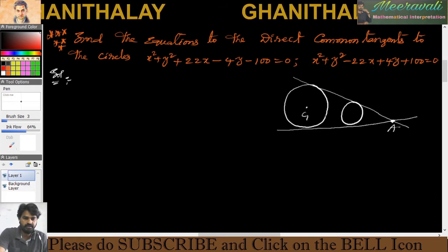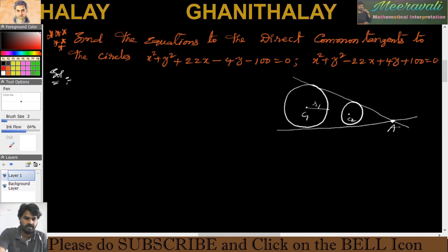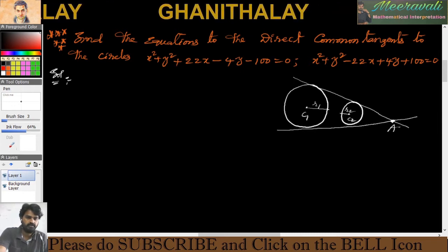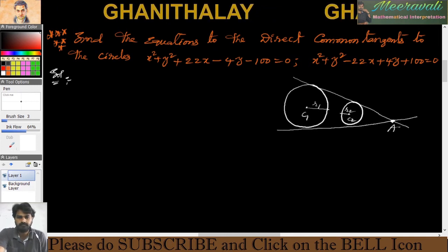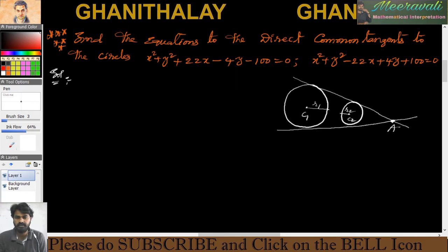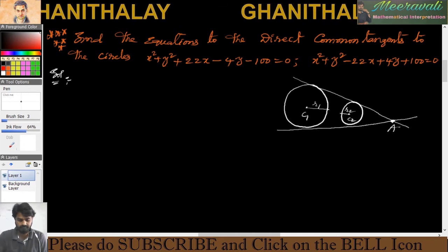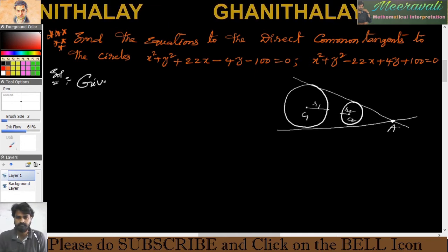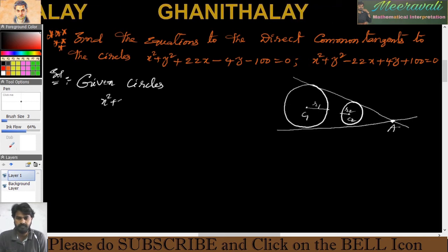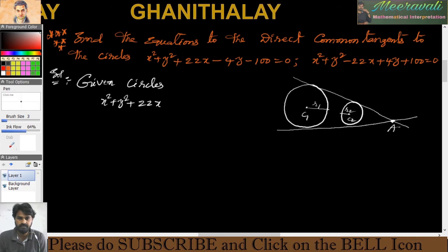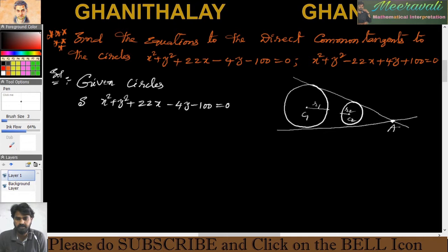So first we need to find the center and radius. First circle radius r1, second circle radius r2. So that is the concept we have to start with. Okay, so first we have to write the given circles. Given circle: x square plus y square plus 22x minus 4y minus 100 is equal to 0. Let it be equation, circle 1.